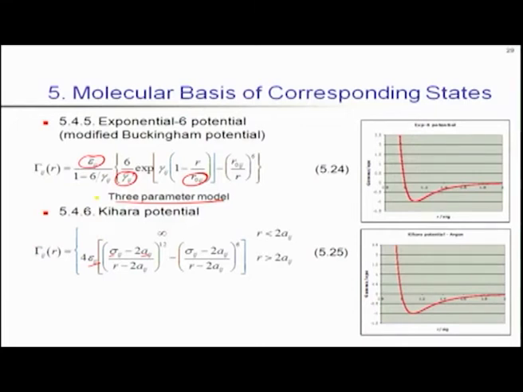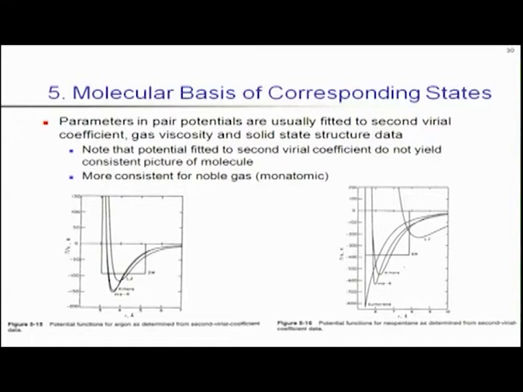So, this is a potential model for argon. Again, it may look similar to the exponential 6 or Lennard-Jones model. Now, how do we evaluate the parameters in these pair potentials? Typically we try to fit to the second virial coefficient, gas viscosity, and solid state structures obtained from experiment. We already discussed how to evaluate the second virial coefficient considering very dilute density.